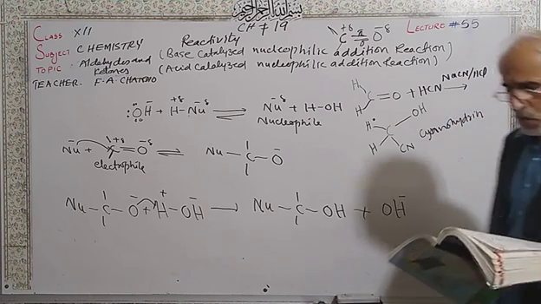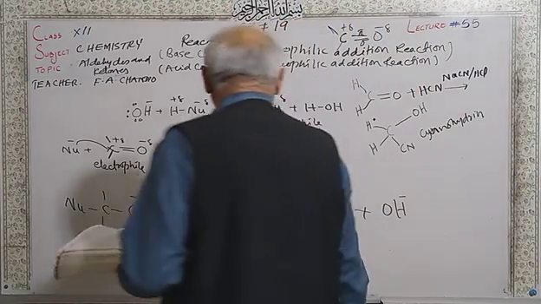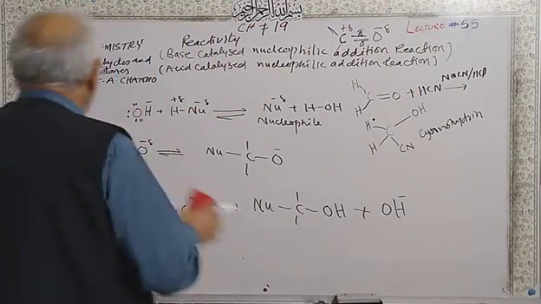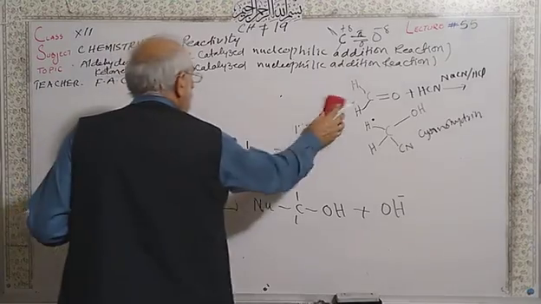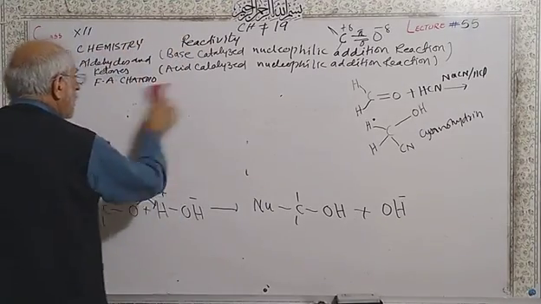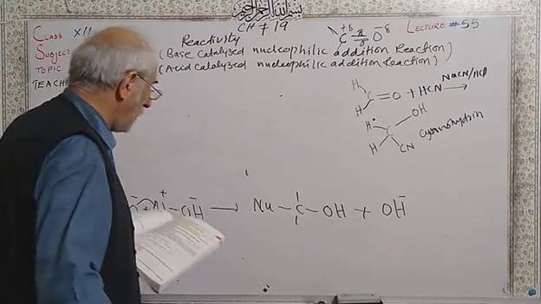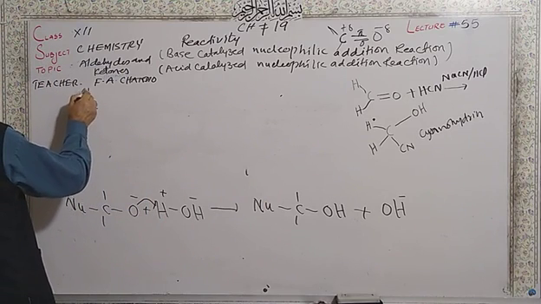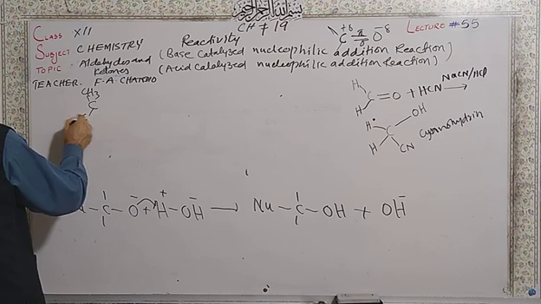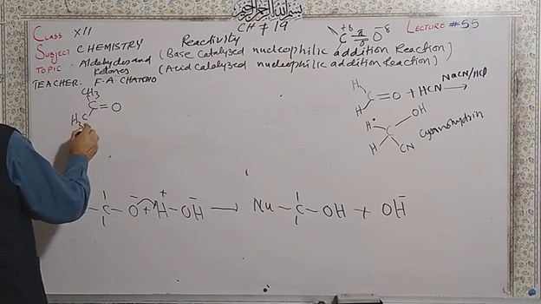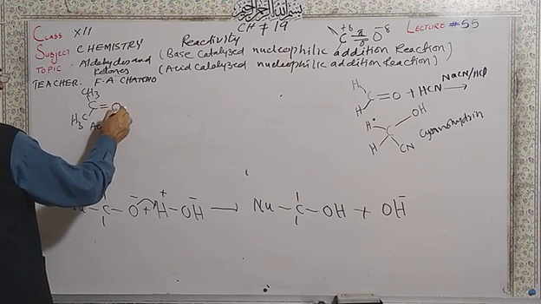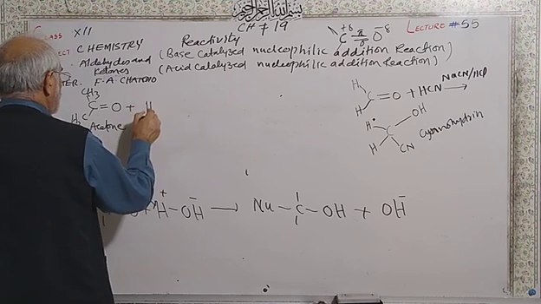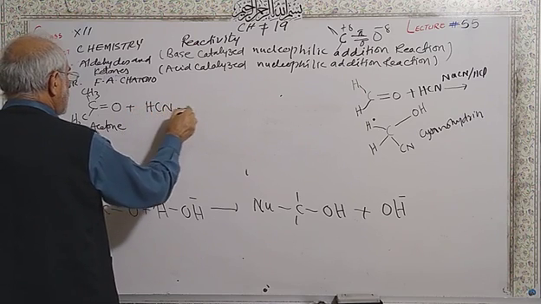Cyanohydrin. Formaldehyde cyanohydrin is going to be formed. So if you write acetone, put alkyl groups in the state of hydrogen. This is the propanone, acetone, and hydrocyanic acid.